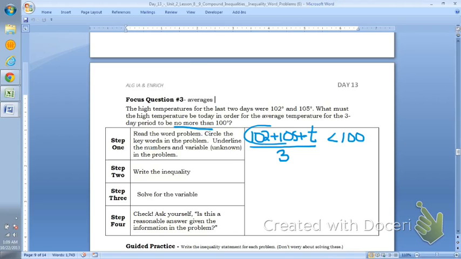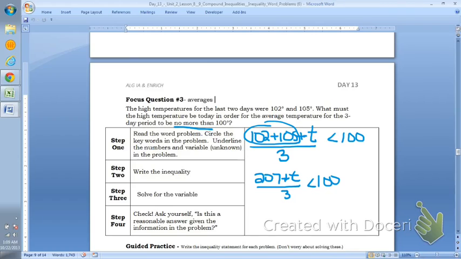So let's combine these two terms together. 102 and 105 is 207, plus T over 3 is less than 100. I can't combine anything more there, but let me rewrite that for just a second. Okay, that looks a little bit better.